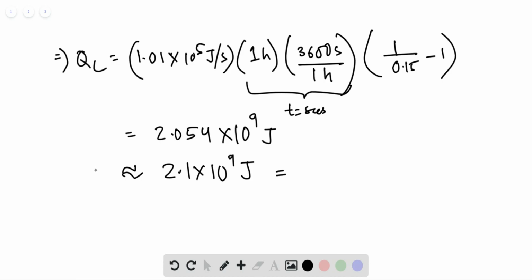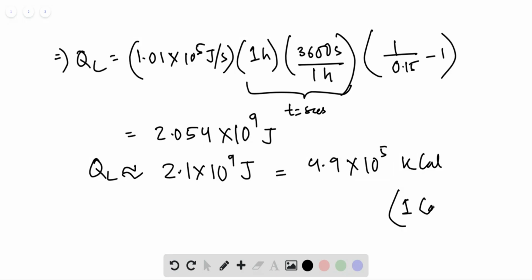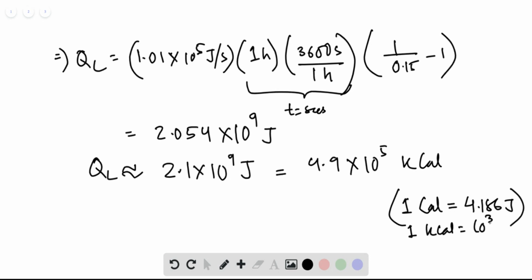And if you want to convert this into calories, this will be equal to 4.9 times 10 to the power 5 kilocalories. And here I'm using the usual conversion as 1 calorie equal to 4.186 joules, and 1 kilocalorie is 1000 calories.